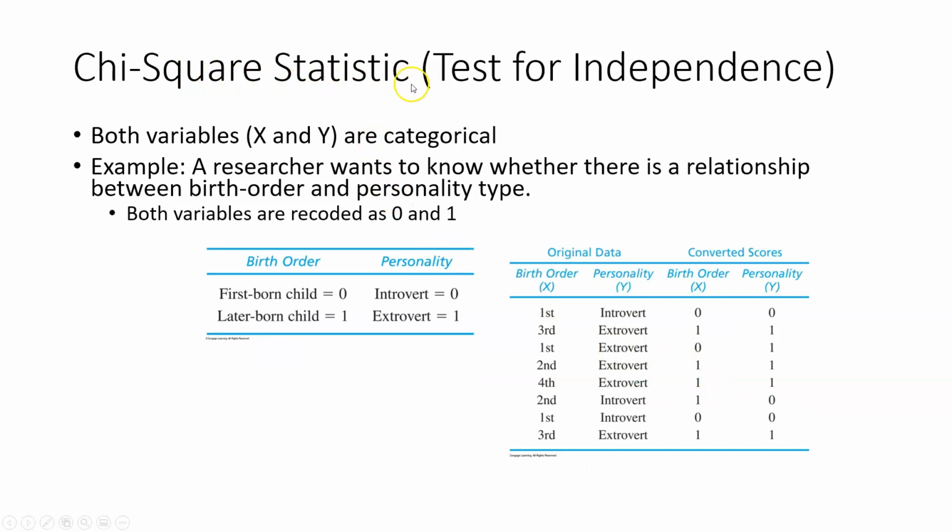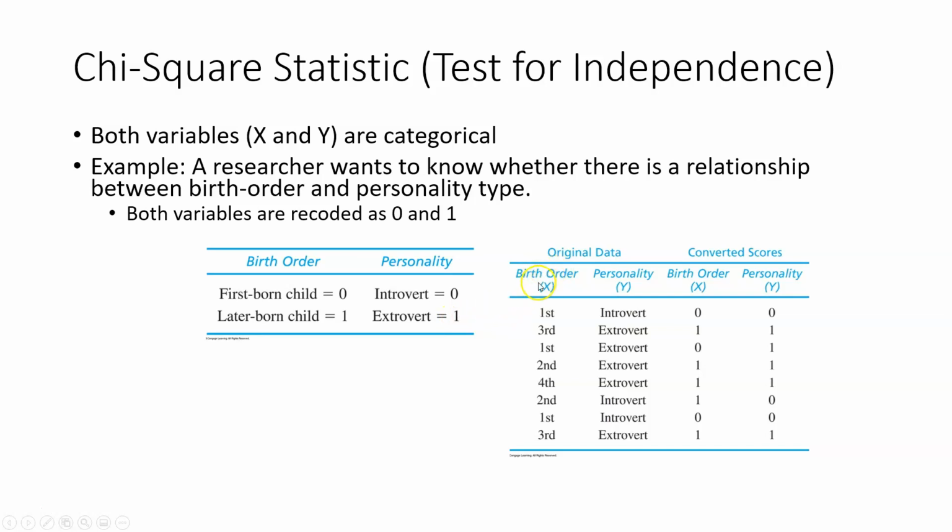Another example of a chi-square statistic is called the test for independence. In this case, both the variables x and y are categorical. An example of this is a researcher wants to know whether there's a relationship between birth order and personality type. He or she categorizes both variables and recodes them as 0 and 1. So you can see here an example of how that might look. Birth order has two possible options. You can either be firstborn or laterborn, and that would be coded as a 0 or a 1. And your personality could be either introvert or extrovert. That's, again, 0 or 1.